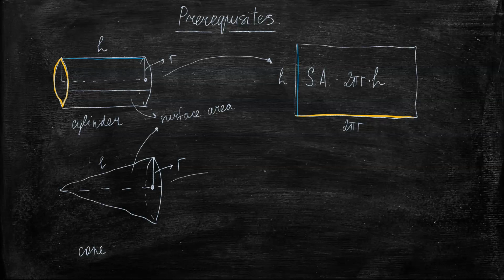So now to find it, what we're going to do, we're going to cut this cone open. And when you cut the cone open along one of its sides, you'll obtain a piece of, well, it's called a sector. It's going to be a sector of some circle.